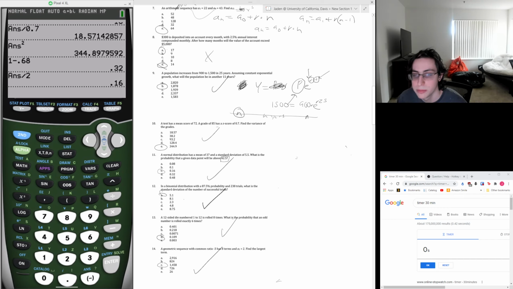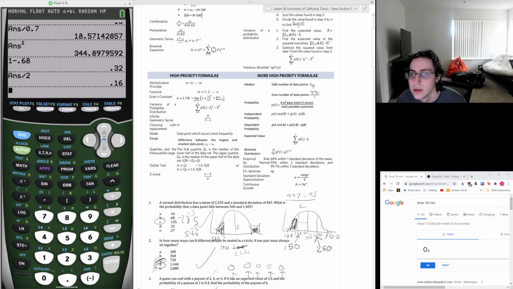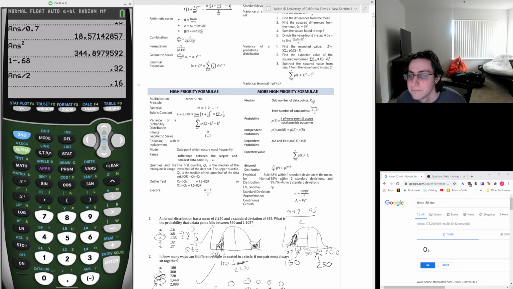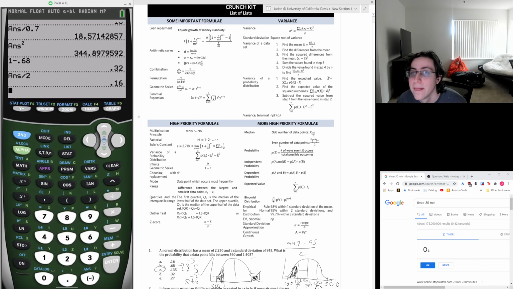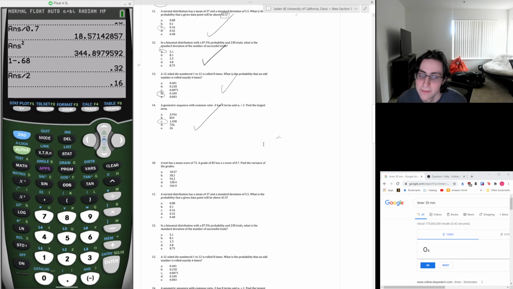In a binomial distribution with an 87.5% probability and 238 trials, what is the standard deviation of the number of successful trials? So the formula for this, I actually don't even remember the intuition why. Is it in here? I wonder if it is. Okay, the variance, but anyways, this is the formula you want to know for this.